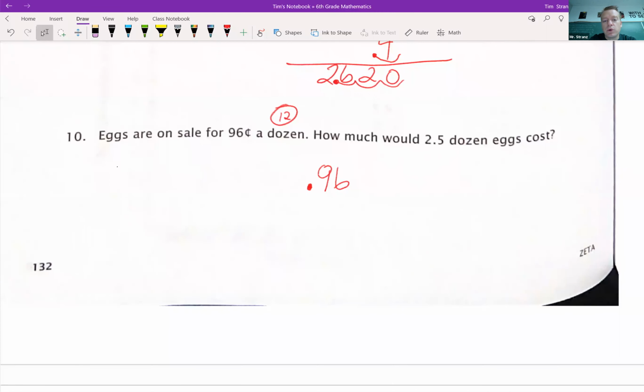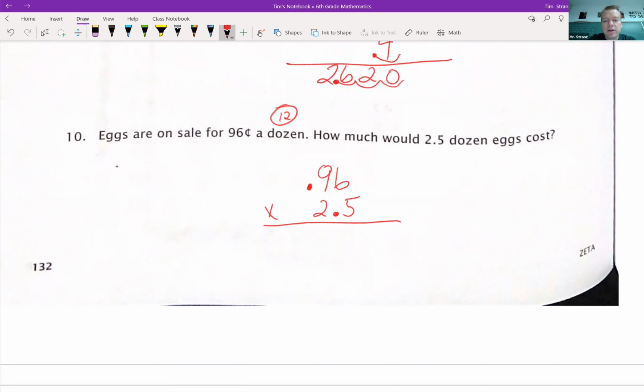So 30 eggs total, but it's 96 cents per dozen. So we're going to multiply this by 2.5. So really, you didn't need to know that there were 30 eggs in this problem because it's 96 cents for a dozen. We got 2.5 dozens.